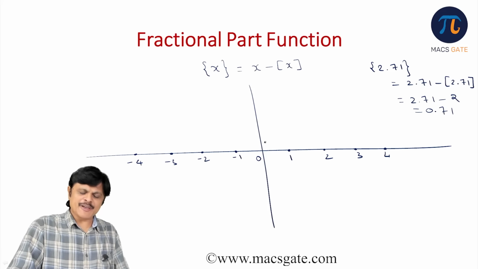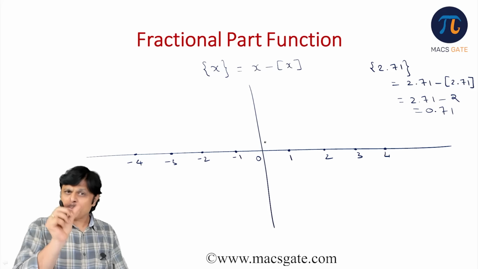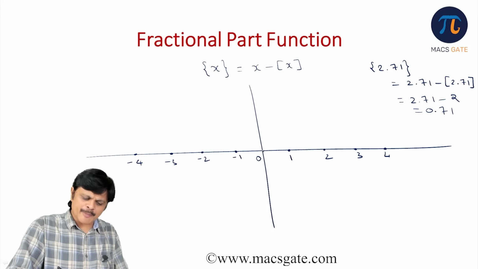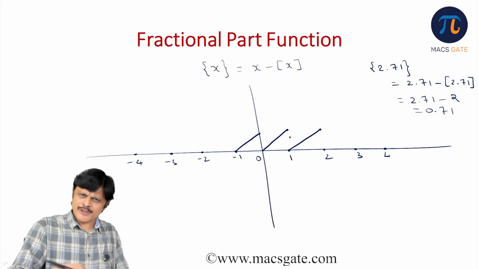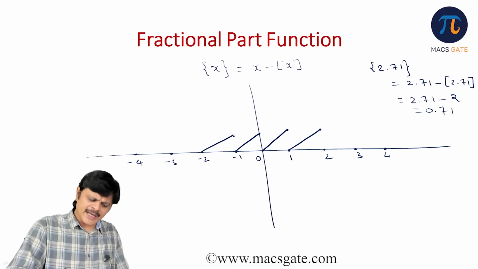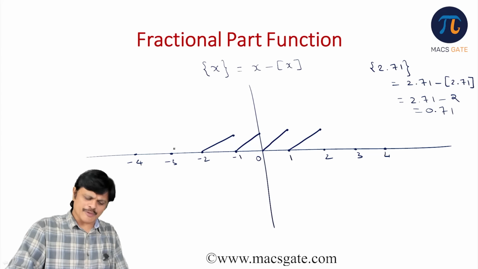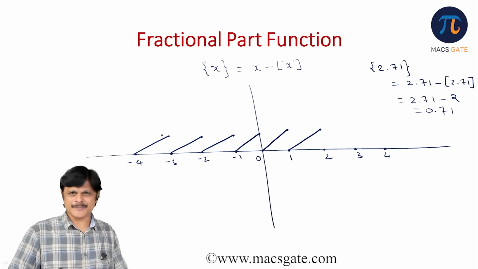So for example, if it is 0.5, 0.5 will come; for 1.5, 0.5 will come. So the answer is always from 0 to 1 only. From 1 to 2, the answer would be 0 to 1 only. From -1 to 0 also the answer would be 0 to 1 only. Whatever the input, the answer always ranges from 0 to 1.